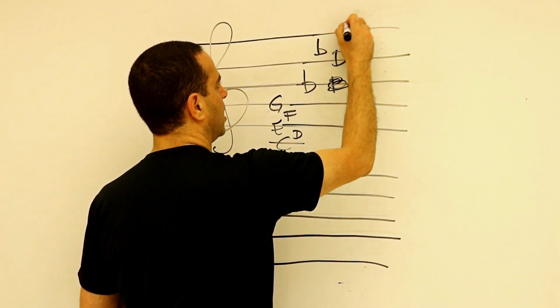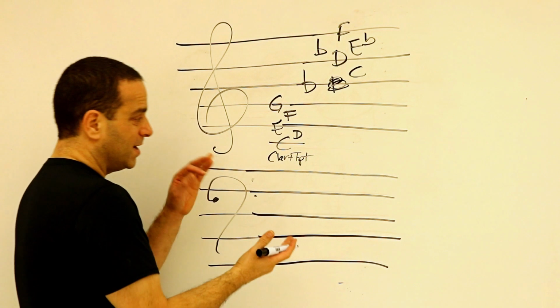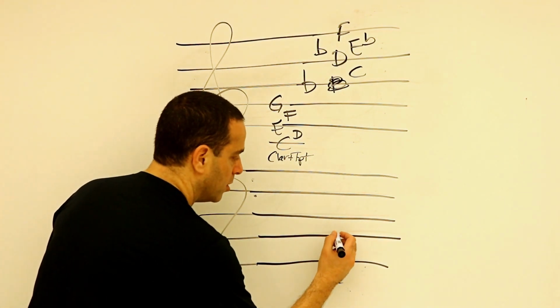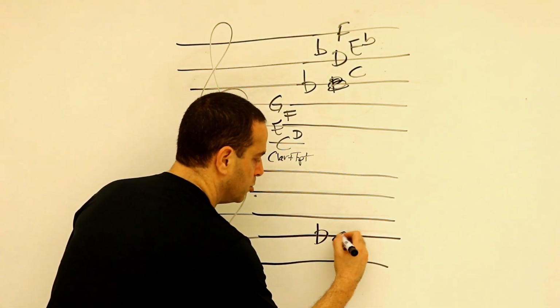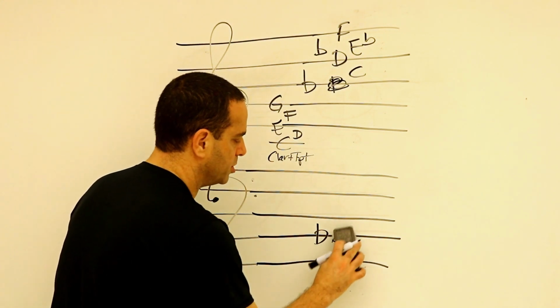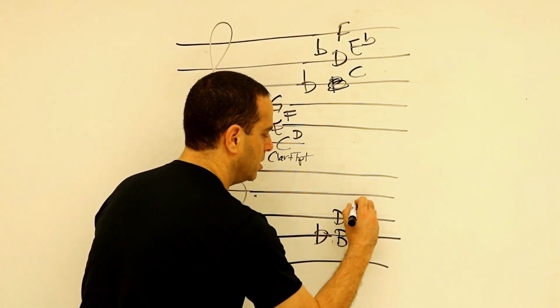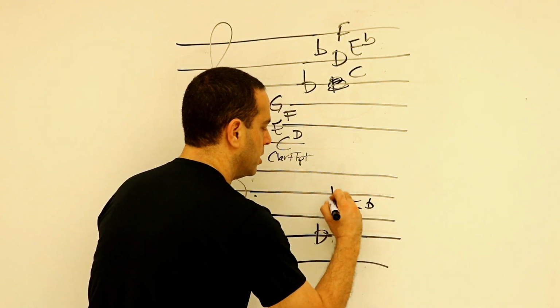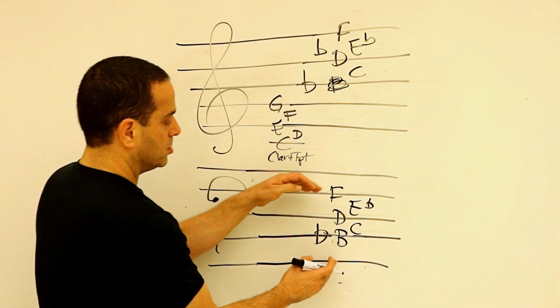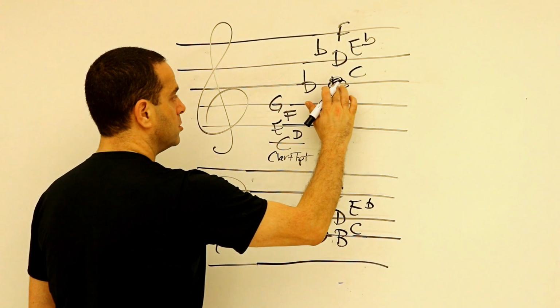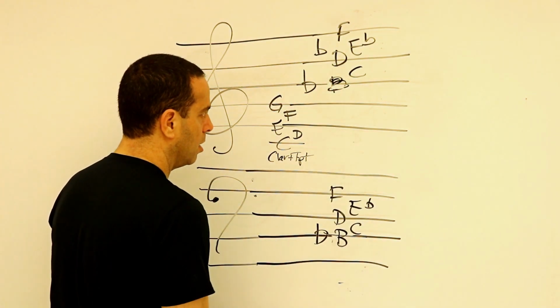Bass clef starts with B flat. I should probably write the letters. B flat, C, D, E flat down here, and F. Low brass, flute, my messy writing.